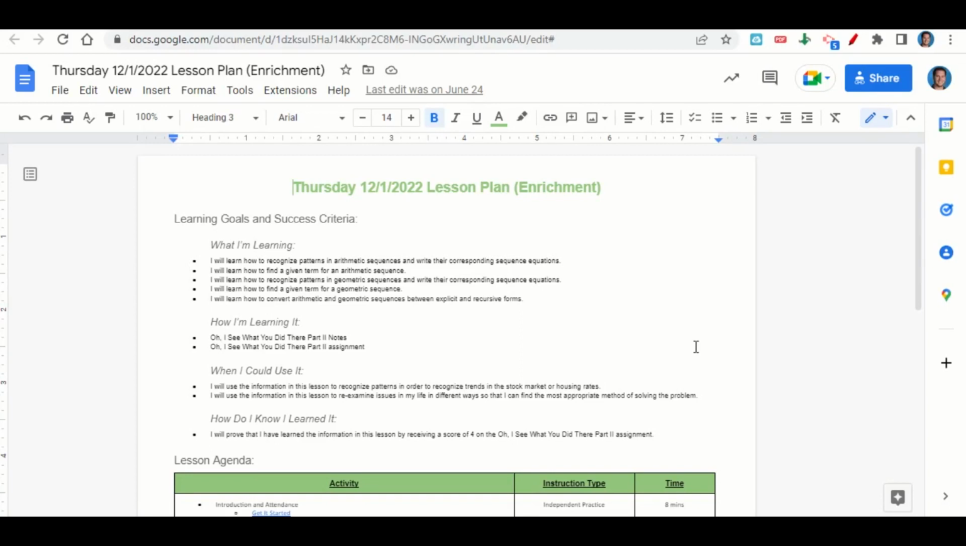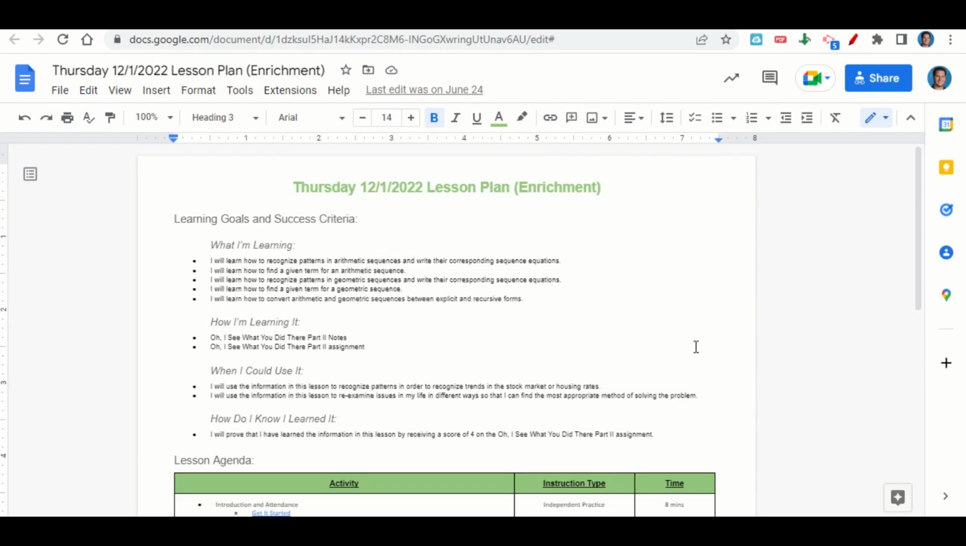First, what are we learning? We're learning how to recognize patterns in arithmetic sequences and write their corresponding sequence equations, how to find a given term for an arithmetic sequence, how to recognize patterns in geometric sequences and write their corresponding sequence equations, how to find a given term for a geometric sequence, and how to convert arithmetic and geometric sequences between explicit and recursive forms.